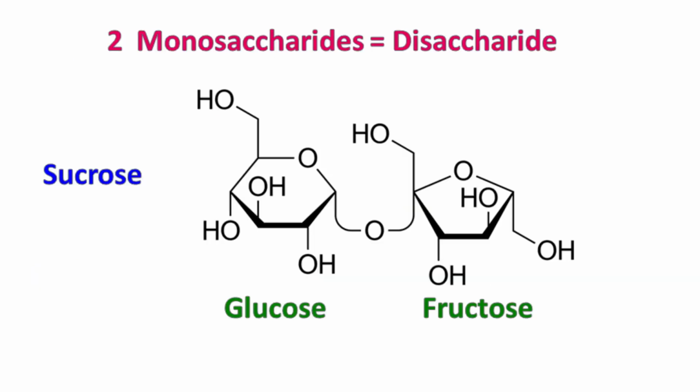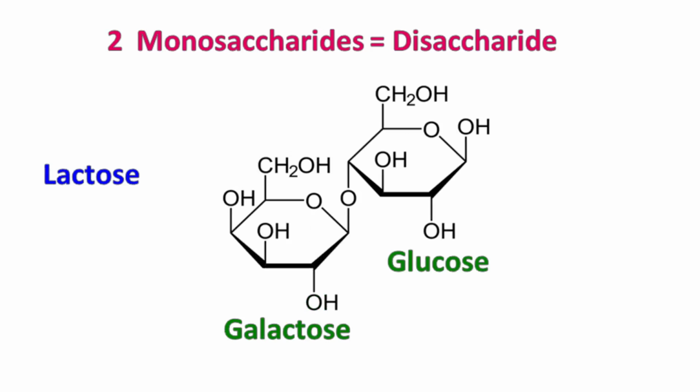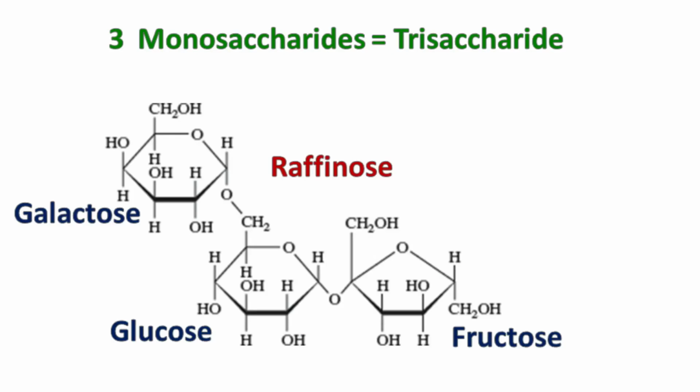Sucrose is made up of glucose and fructose. Lactose is made up of galactose and glucose. An example of trisaccharides is raffinose. Raffinose is made up of galactose, glucose, and fructose.